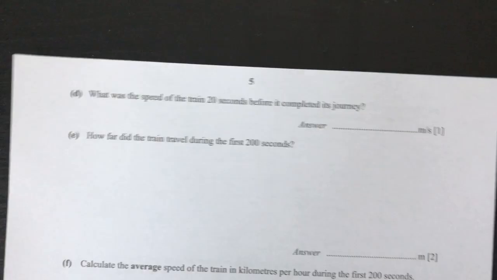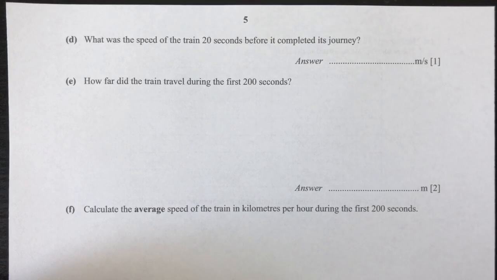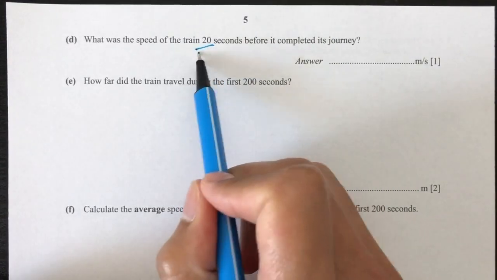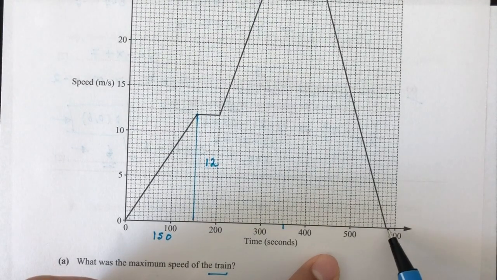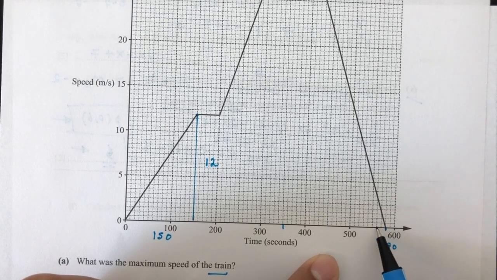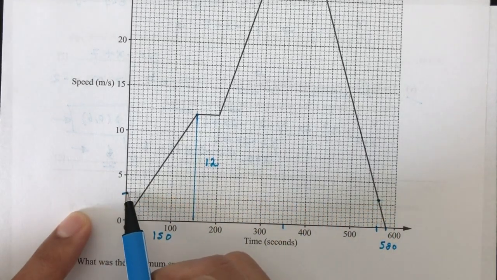Now for part D, what was the speed of the train 20 seconds before it completed its journey? So 20 seconds before it finished its journey. Let's find out. It finished its journey at what point? At this point, this is 580. So 20 before will be 560. So this is 70, 60. So find the speed at this point. So the value here is this.